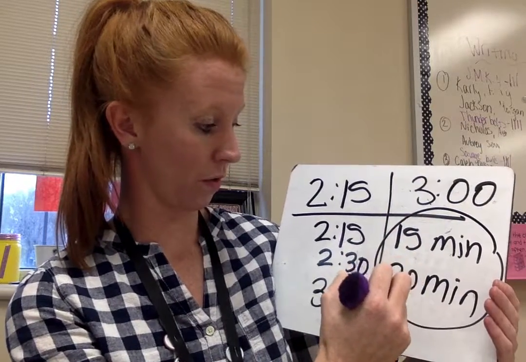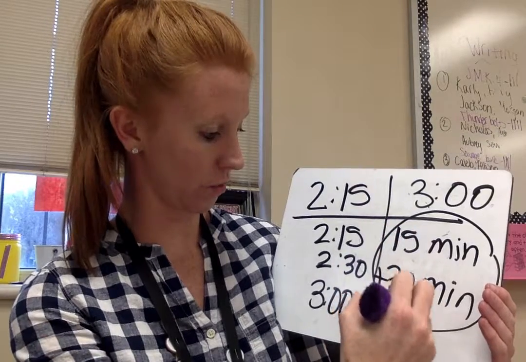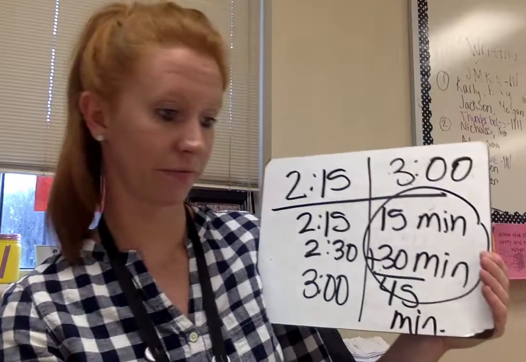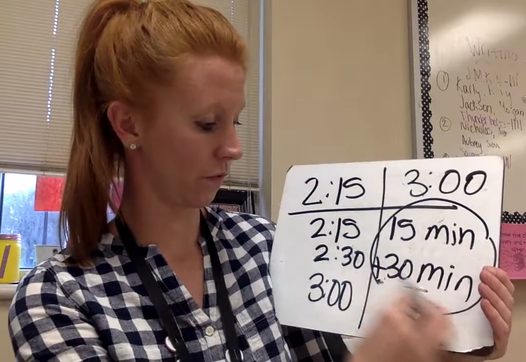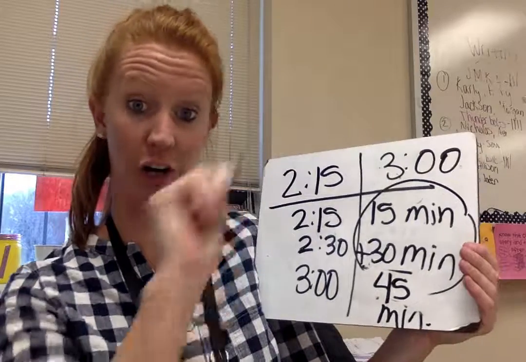Add this side up. I'm going to add it up here. 5 plus 0 is 5. 1 plus 3 is 4. So the time in between is 45 minutes. 45 minutes. Star if you got it right.